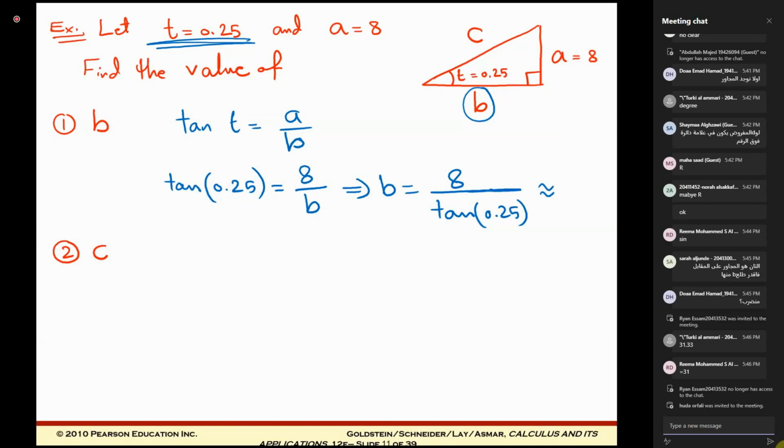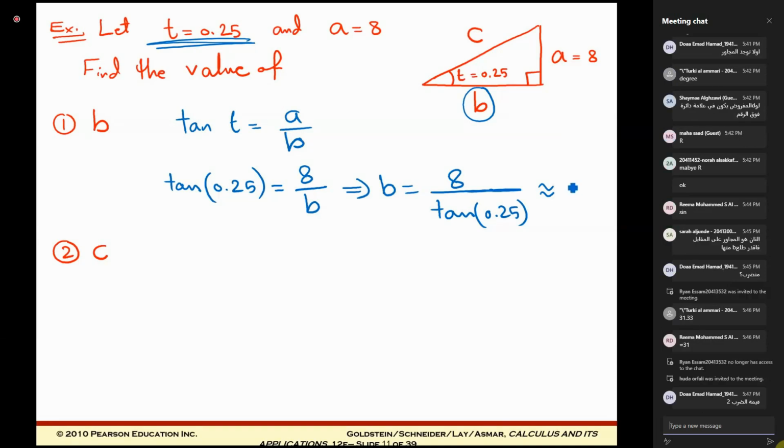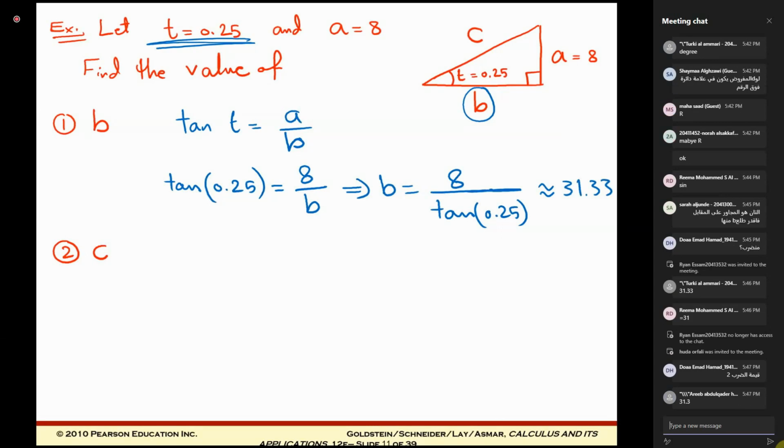Okay. Good. Then 1.33. Good. Why multiply? Divide, Doaa, divide. 8 divided by tan 0.25. Okay, make sure the calculator is in radian.